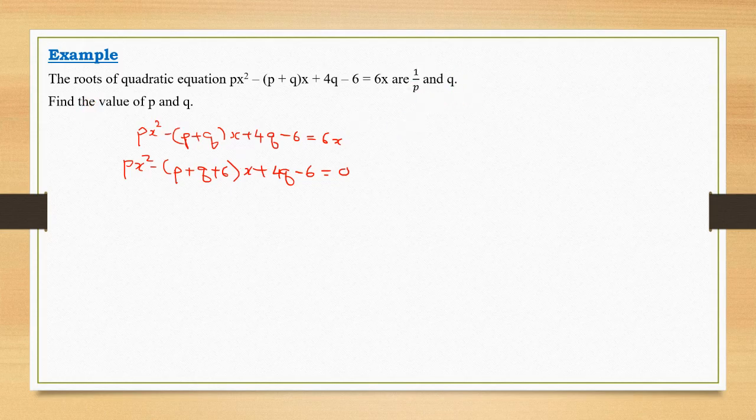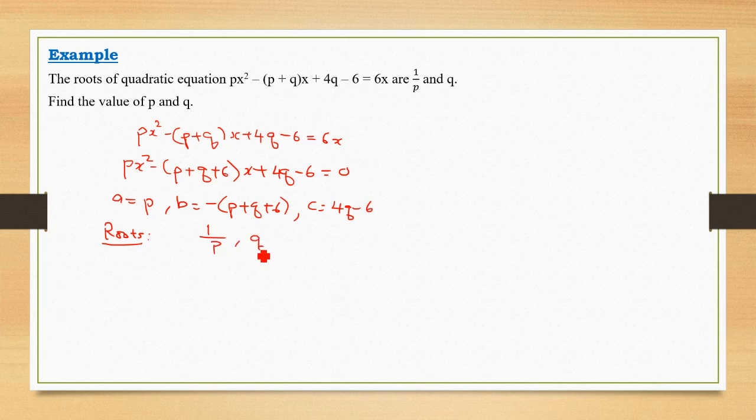Since you are given the root, first of all, let's find out what is your ABC using your general form. So your A is P, your B is negative P plus Q plus 6, and your C is 4Q minus 6. Okay, what are the roots given? The roots that is given to you is 1 over P and Q.